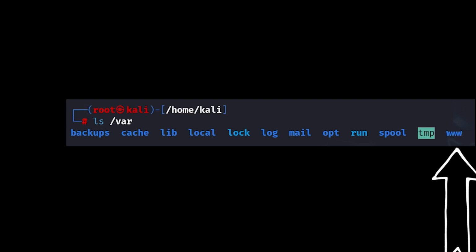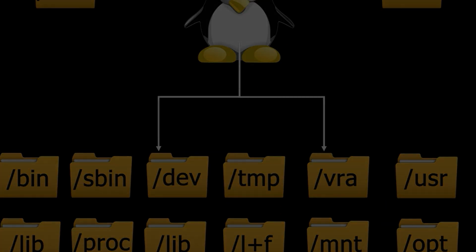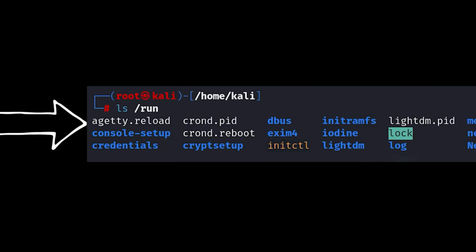For example, /var/www/html/ contains files served by the Apache web server. Eighteen is /run, called runtime, which contains runtime data, like currently logged in users. Understanding these directories is crucial for navigating and managing a Kali Linux system effectively.